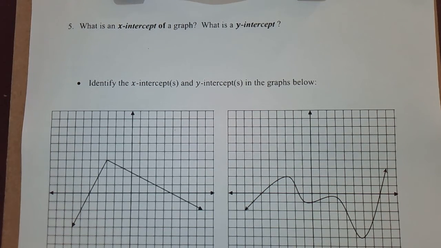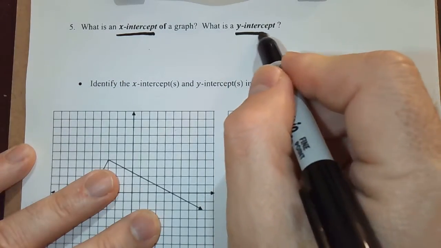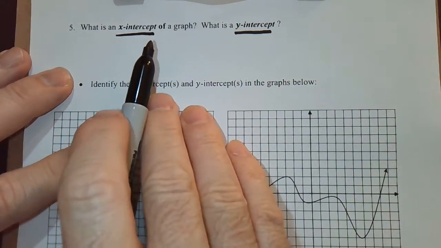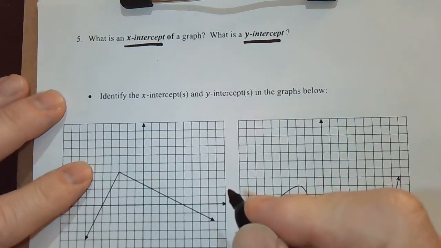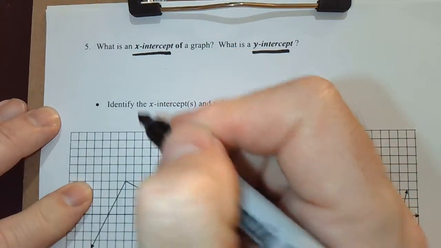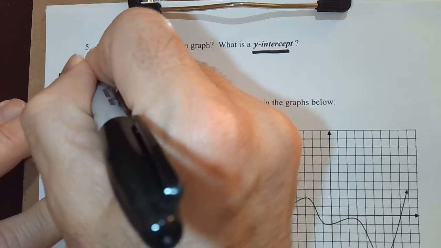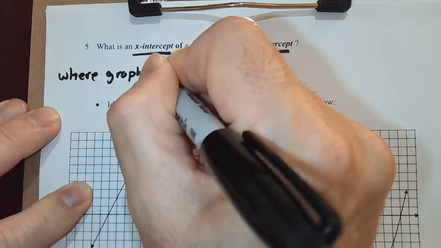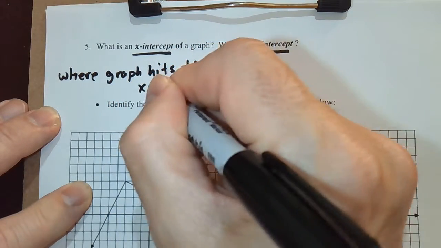Well, to finish up this section, we are going to talk briefly about an X-intercept and a Y-intercept. Well, first let's define them. What is an X-intercept of a graph? I'll make an abbreviated definition here. For the X-intercept, I'll say it is where the graph, I'm going to use the word hits the x-axis.